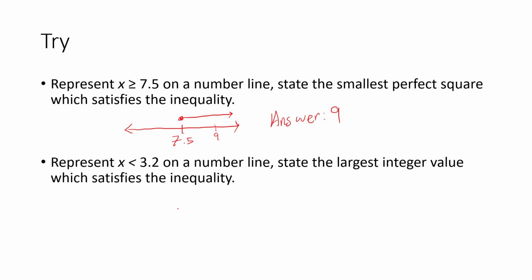Second question is represent x is smaller than 3.2. Now, because this is smaller than, we must use a circle, and it goes in this direction because it's smaller. So the largest integer value which satisfies this inequality will just be the integer or the whole number which is before 3.2, which the answer will be 3. So the answer is 3. And that is all on how to represent inequality on a number line.